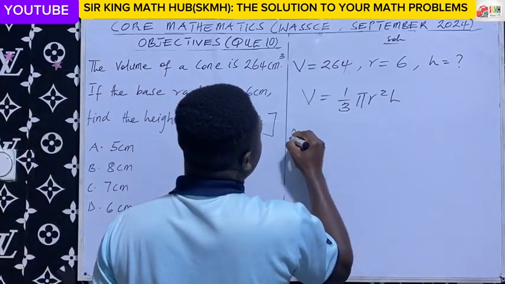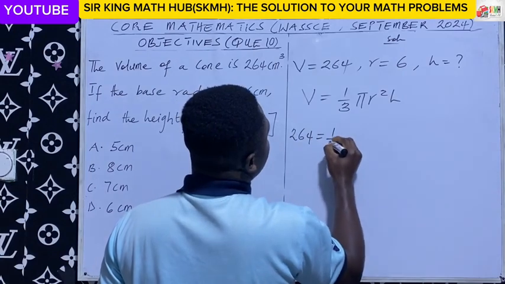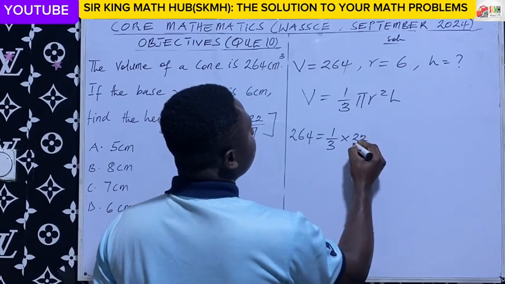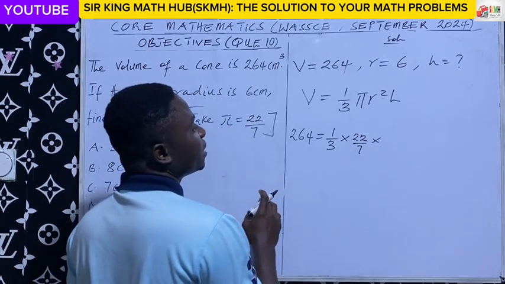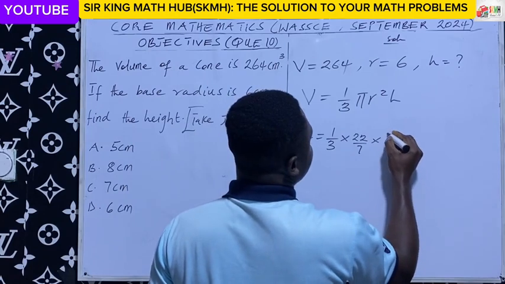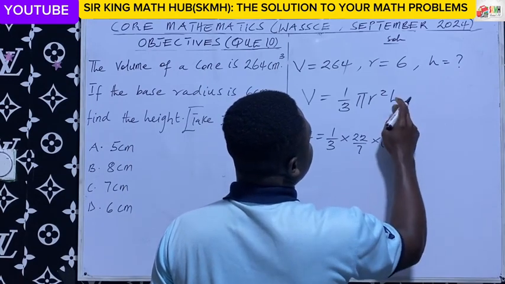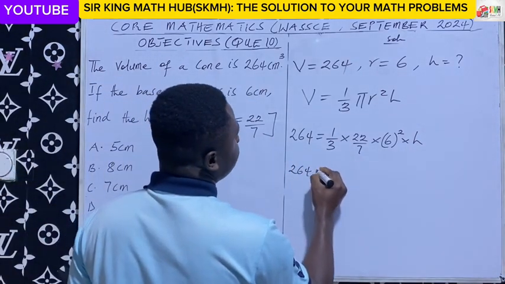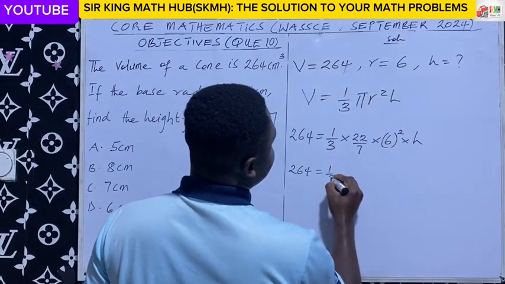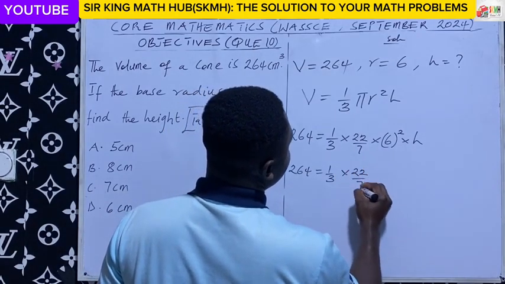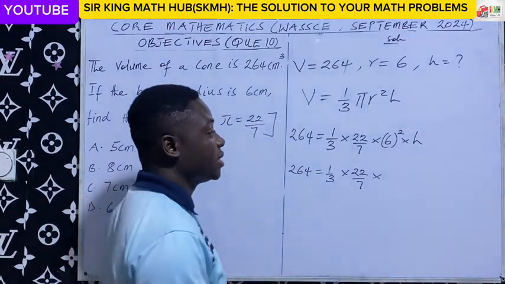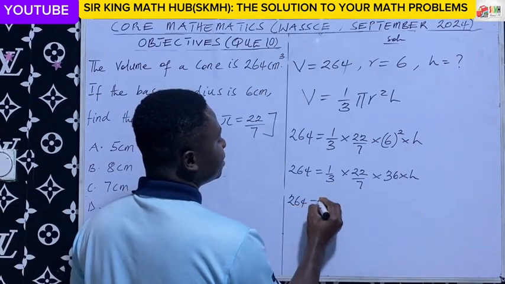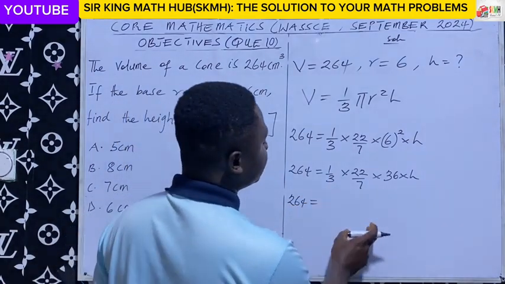Now the volume here is 264. This should be equal to 1/3. You have to take pi as 22/7. So 22/7 times the base radius squared. The base radius here is 6. So 6 squared times the height, in this case h. So we have 264 is equal to 1/3 times 22/7 times 6 squared is 36. So 36 times h. So we have 264 is equal to, so now let's simplify this.